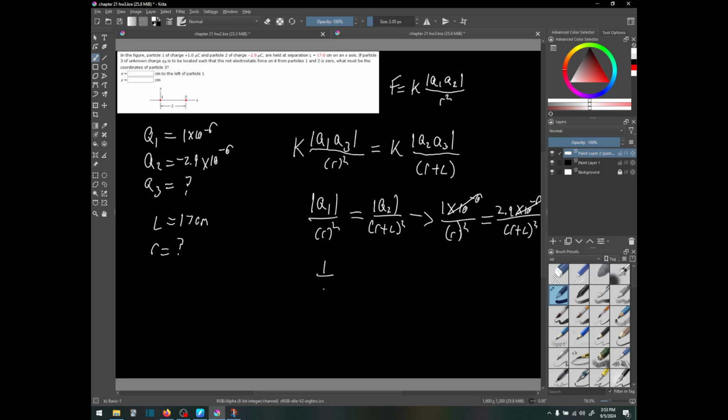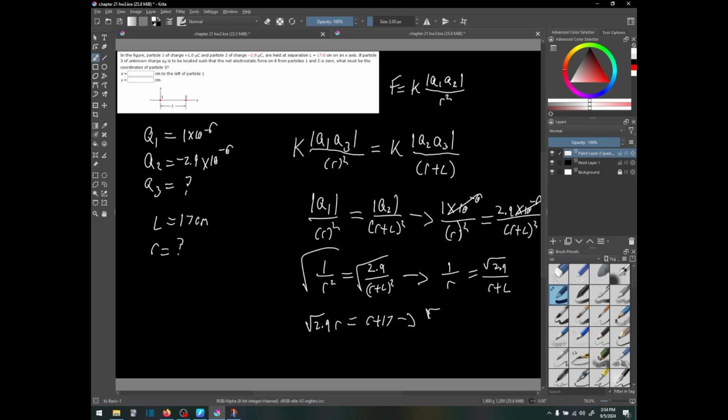This is going to give us 1 over R squared equaling 2.9 over R plus L squared, and square rooting both sides, we then get 1 over R equals the square root of 2.9 over R plus L. If you cross multiply these, we get the square root of 2.9 R equals R plus 17, which we can solve by subtracting R from both sides.